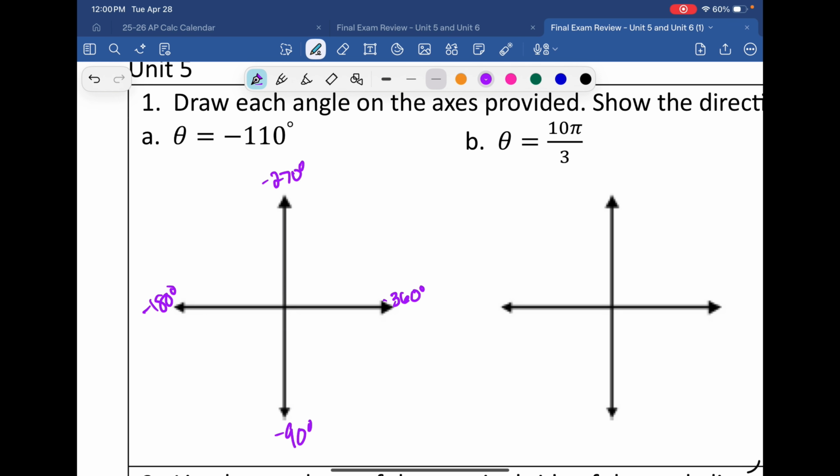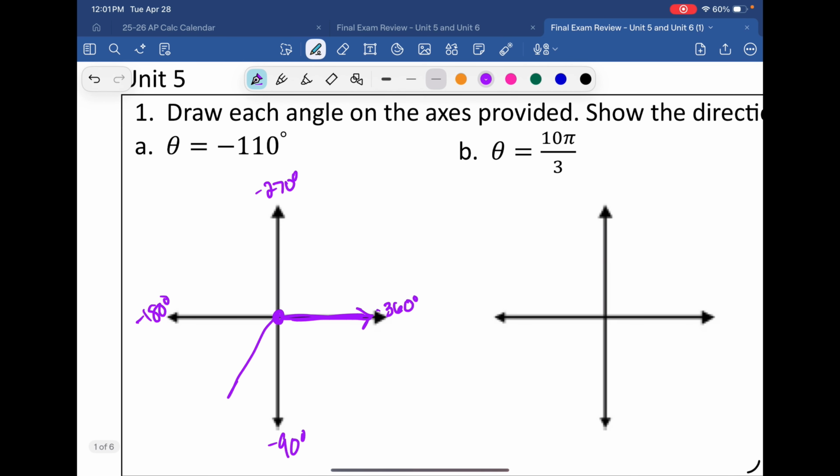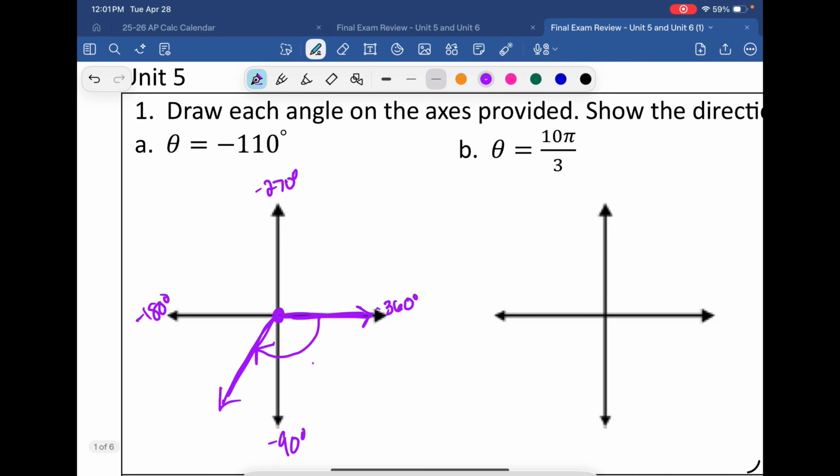All right, so all angles, initial side, positive x-axis. Terminal side, this is negative 110, so it's going to be a little bit past the negative 90. Direction, label.